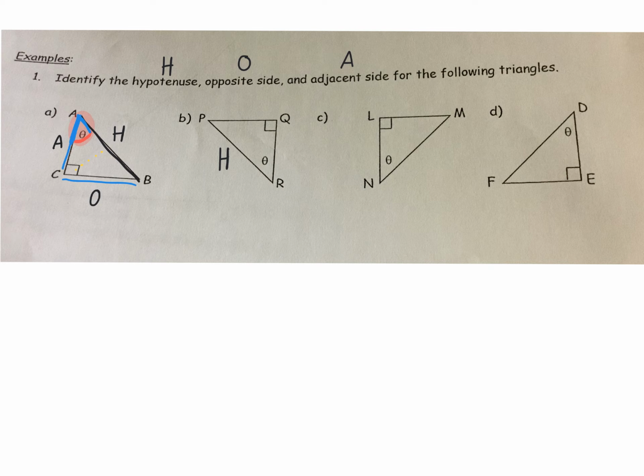Is QR the side length adjacent to the angle or is it opposite the angle? Look at where the angle is indicated. We're looking at angle R. Let her answer it. Is it adjacent, so is it touching the angle, or is it opposite the angle? Adjacent. Does that make sense?